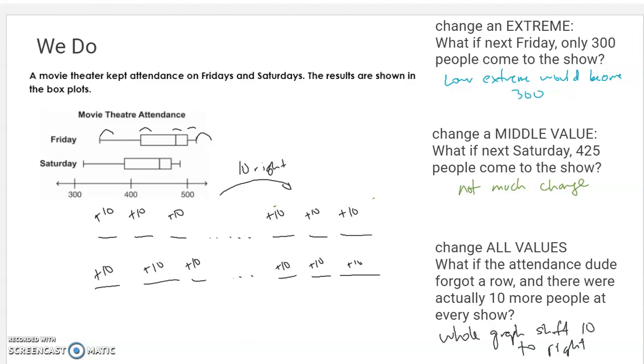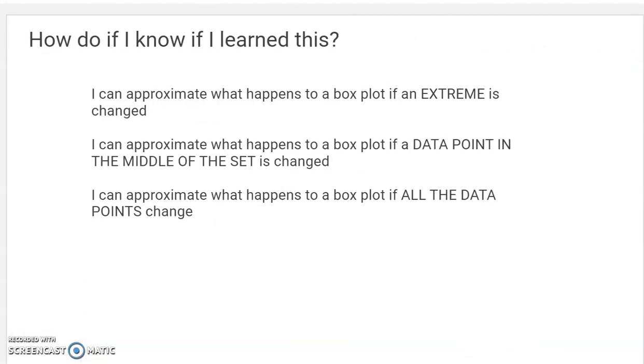I hope this made some sense and helped you think about them. Some ways to think about if it did. Could you approximate what happens to a box plot if I changed an extreme? Could you approximate what would happen to a box plot if I changed a data point in the middle? And could you approximate what happens to a box plot if all the data points change? That's kind of the three possibilities we went over.